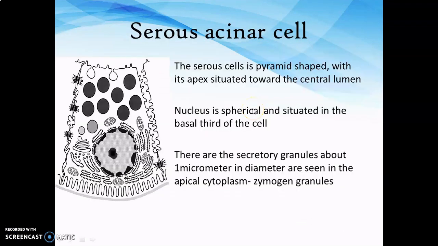Now let's see the electron microscopic view of a serous acinar cell as well as a mucous cell. The serous cell, as you can see here, is pyramidal in shape with its apex located towards the lumen of the acini. And the nucleus is situated in the basal end of the cytoplasm, and the apical cytoplasm contains a lot of secretory granules of 1 micrometer diameter. These granules are known as zymogen granules, and they store the salivary secretions.